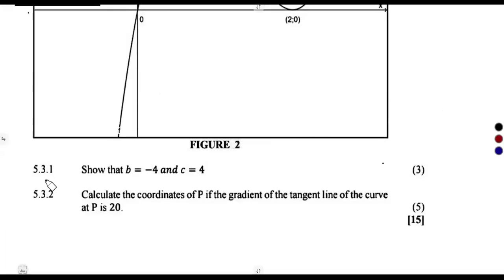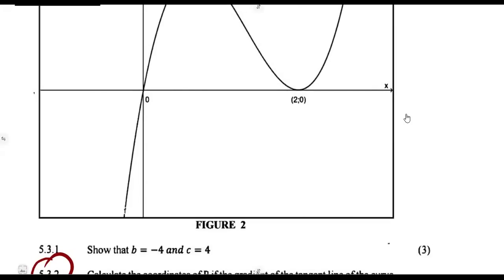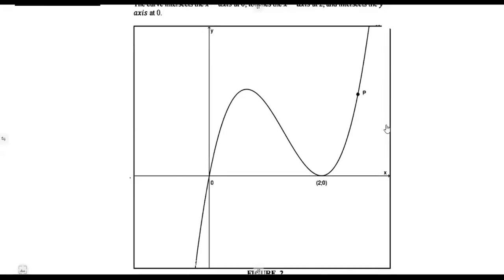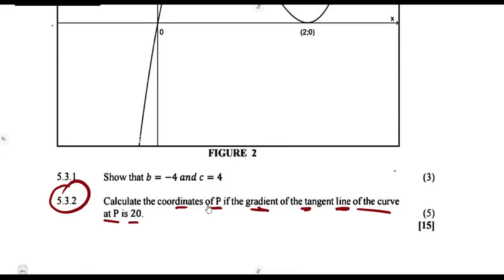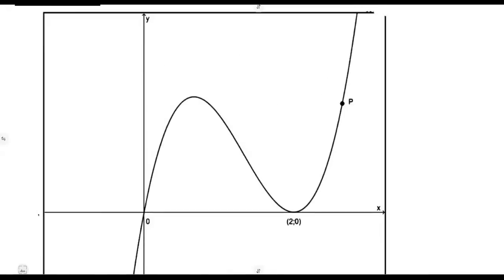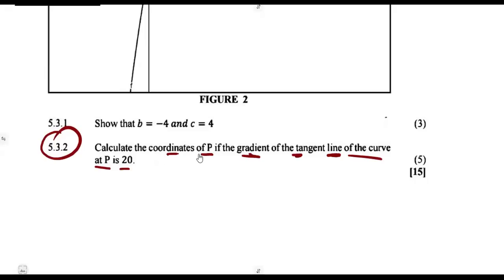But guys, okay, let's see. 5.3.2, calculate the coordinates of P if the gradient of the tangent line of the curve at P is 20. All right. There's a point P here. So let's read our question again. Calculate the coordinates of P if the gradient of the tangent line of the curve at P is 20. The tangent line at P, if a tangent was to be drawn here at P, it has a gradient of 20. The gradient of this tangent is 20. So the question is, calculate the coordinates of P.